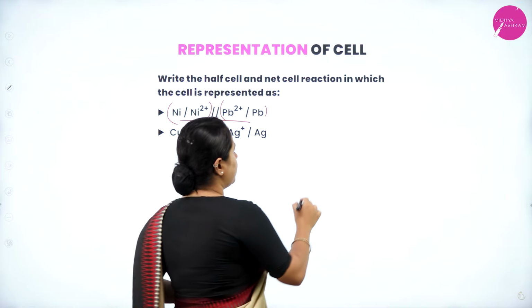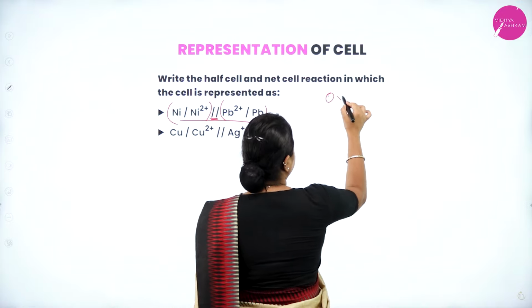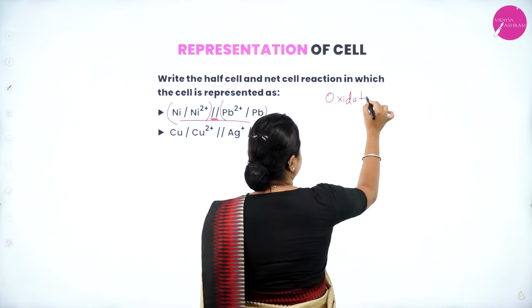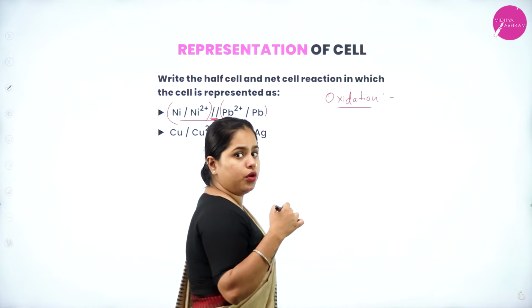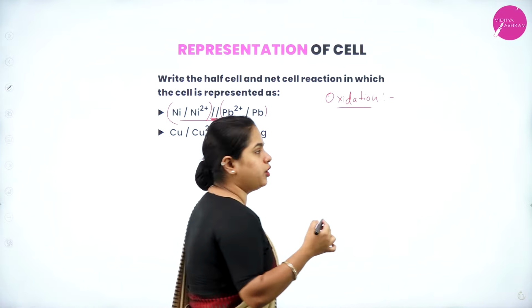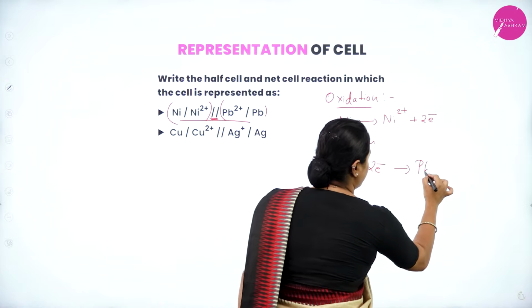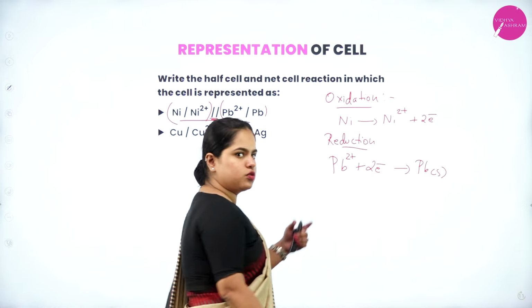So in here, what are we supposed to write in the oxidation half cell, what is going to happen? That is Ni getting converted into Ni2+, right? So nickel is getting converted into nickel 2+ by the removal of 2 electrons. And in the reduction half cell, what is happening? Pb2+ is there, lead 2+ accepts these 2 electrons and forms what? Lead solid will be formed. So this is what is happening.